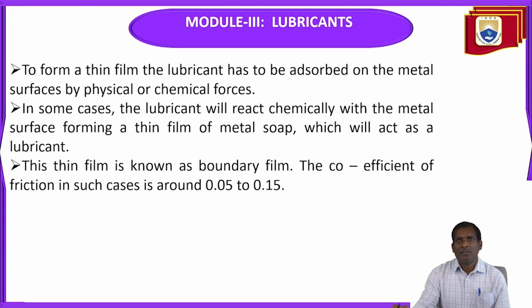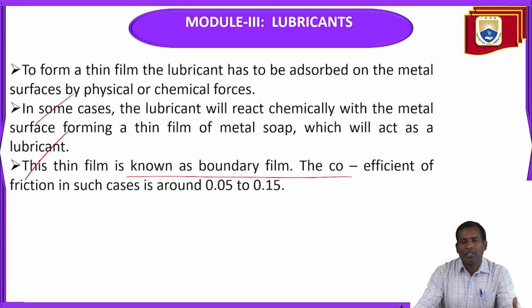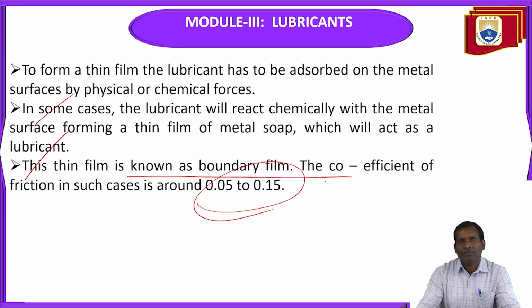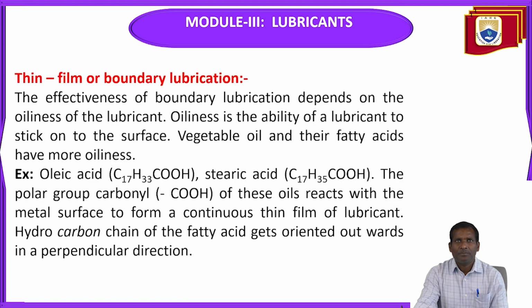In some cases, the lubricant will react chemically with the metal surface forming a thin film of metal soap which will act as a lubricant. So this thin film is known as boundary film. The coefficient of friction in such cases, in thin film or boundary lubrication, is around 0.05 to 0.15.